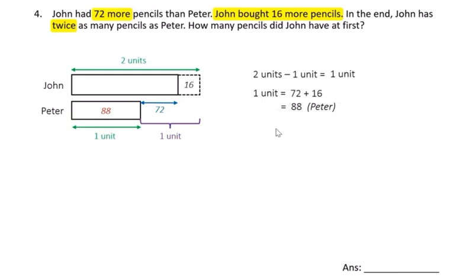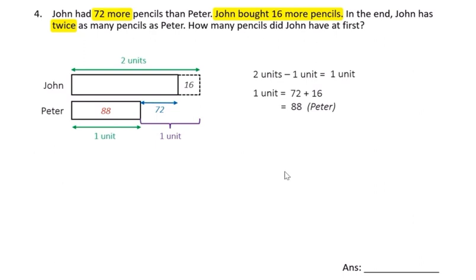Then below, right, they will still go and find 1 unit equals to 88 divided by 1. There's no need to do that anymore, because you already have the value of 88 as 1 unit. No need to redo that 1 unit anymore. So once you have 88, right, you look at 1 unit, 88 is for Peter. So I fill it up here.